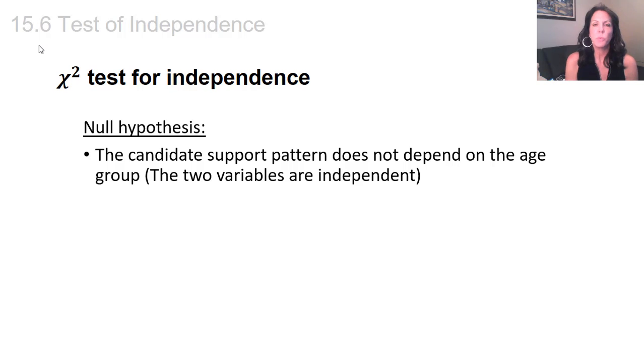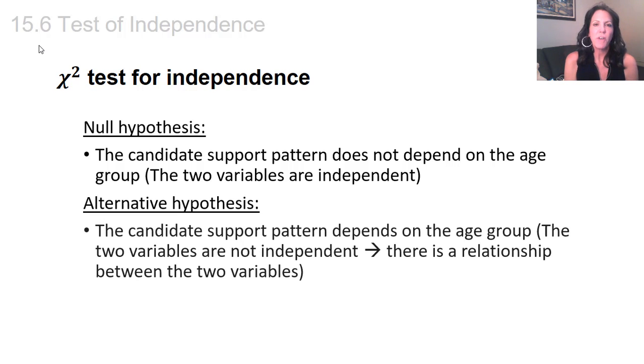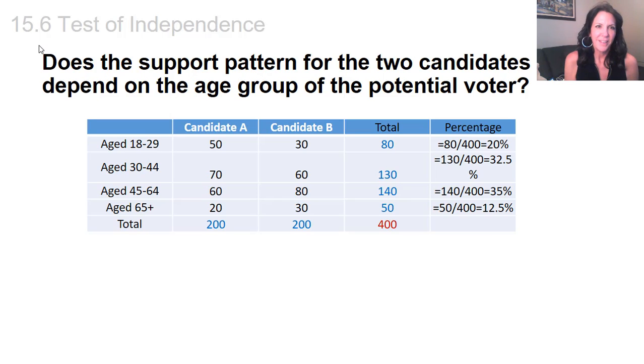The null hypothesis would be, in this case, the candidate support pattern does not depend on the age group. The two variables are independent. The alternative hypothesis is that the candidate support pattern does depend on the age group. The two variables are not independent. There's a relationship between the two variables. Now this is really interesting because you looked for relationships prior with correlation, but those were with equal interval and ratio data. This is looking for relationships between two sets of nominal data.